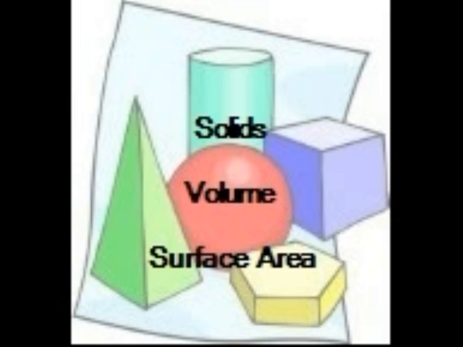Volume is the number of cubic units needed to fill the space occupied by a solid figure. The surface area is the sum of the areas of all of the surfaces or faces of the three-dimensional figure.